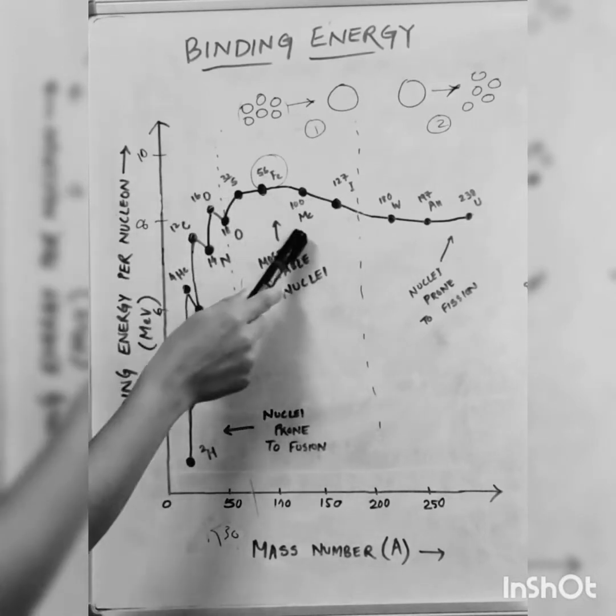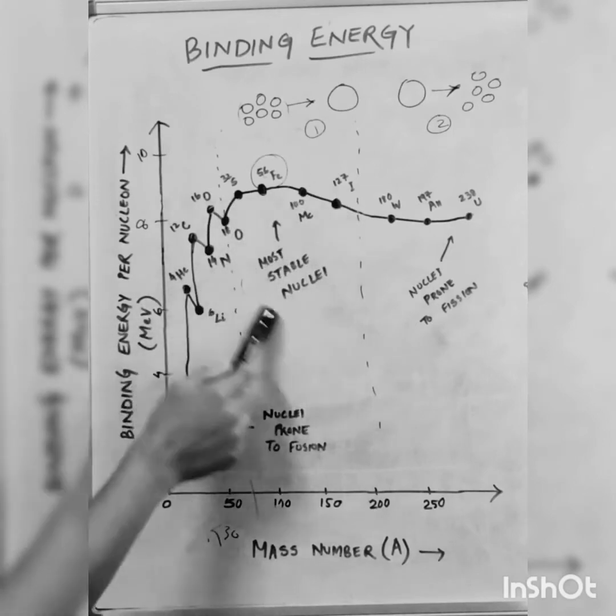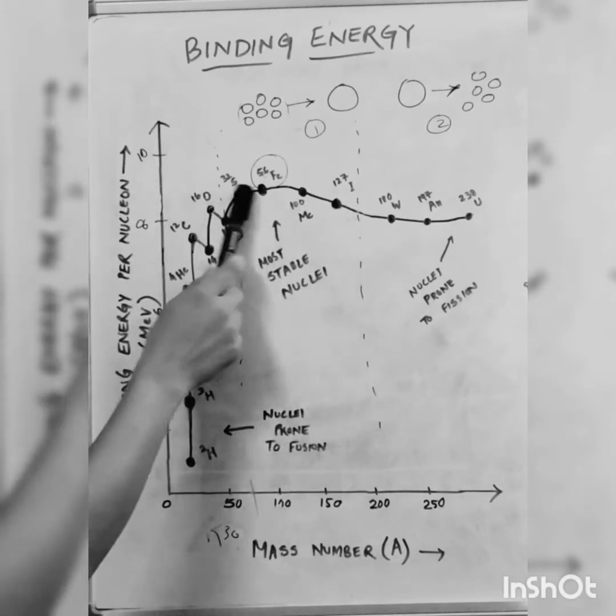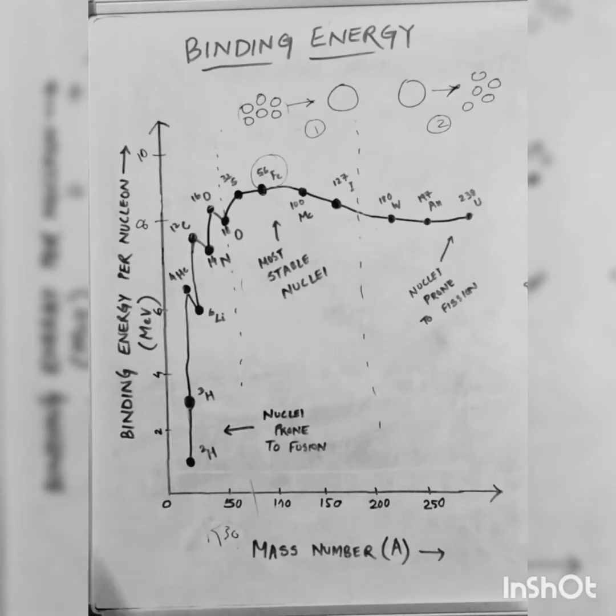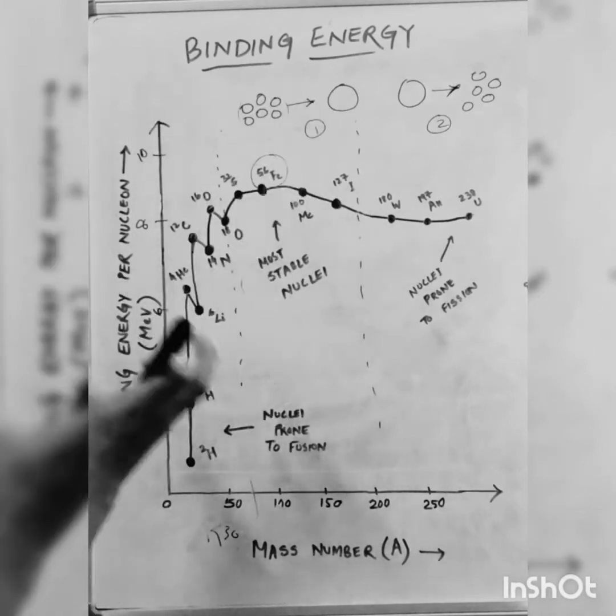Okay, so nuclei in this range are the most stable nuclei. Why? Because they have the maximum binding energy per nucleon. Maximum binding energy per nucleon means these nuclei have many protons and neutrons inside.